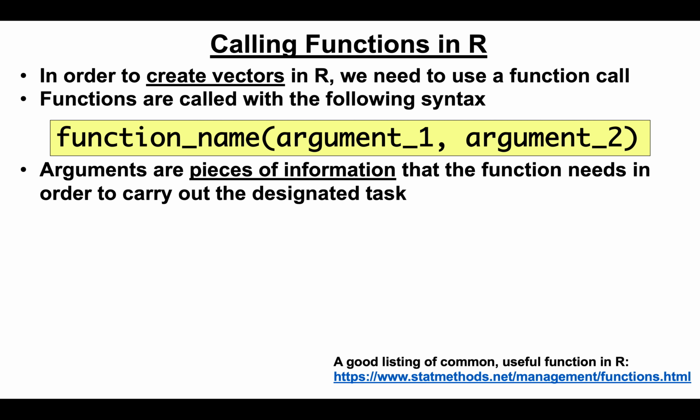In order to create vectors in R, we're going to use a function call. This is the general syntax for calling functions in R. We're going to be doing this all the time, and fortunately, it's very simple. Whenever we want to call a function in R, we type the name of that function. Then we have to give that function information so that it can do its job. When we want to run a function, we type its name, and then inside parentheses we feed it pieces of information that let it do its job, and those are called arguments.